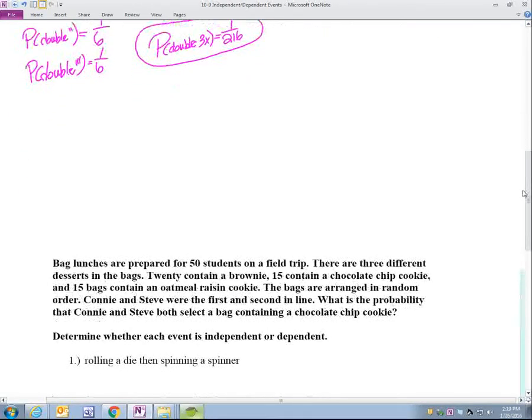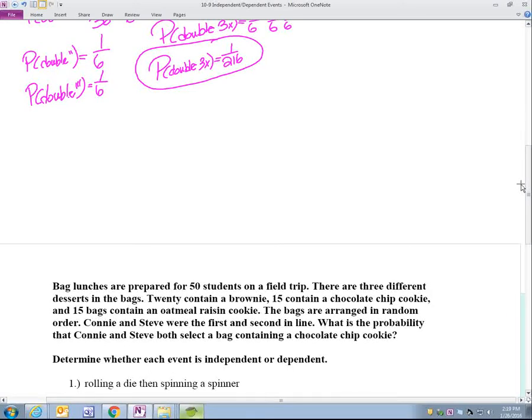All right, I'm going to use the area above the question to answer this one. So, bag lunches are prepared for 50 students on a field trip. There are 3 different desserts in the bags. 20 contain a brownie. 15 contain a chocolate chip cookie. And 15 contain my favorite, an oatmeal raisin cookie. The bags are arranged in random order. Connie and Steve were the first and second in line. What is the probability that Connie and Steve both select a bag containing a chocolate chip cookie?